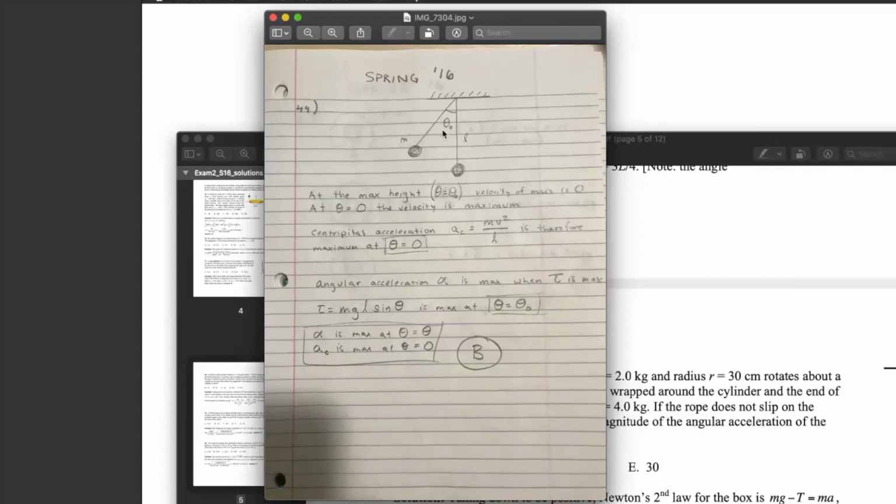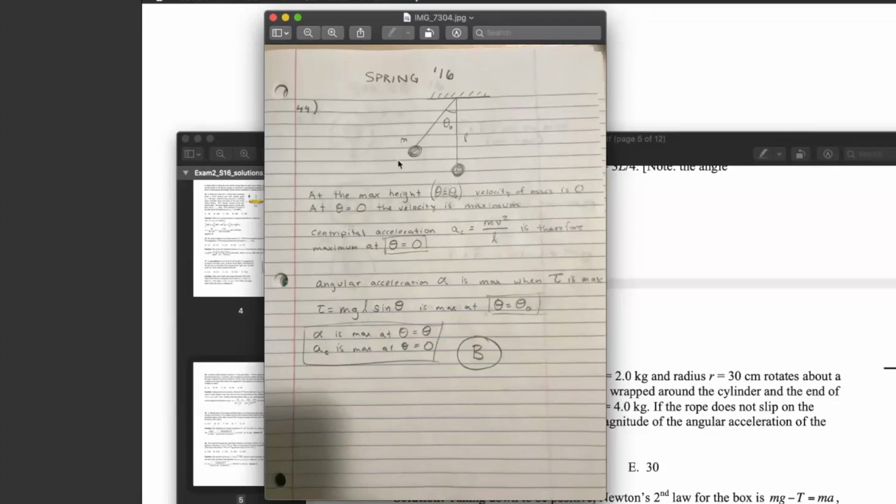And centripetal acceleration is v squared over r. Oh shoot, I miswrote this. I wrote the centripetal force. I wrote mv squared over r. So please disregard that m. That's a typo. The centripetal acceleration is v squared over r, and our v at the maximum height is 0. So we know that centripetal acceleration is not maximum here.